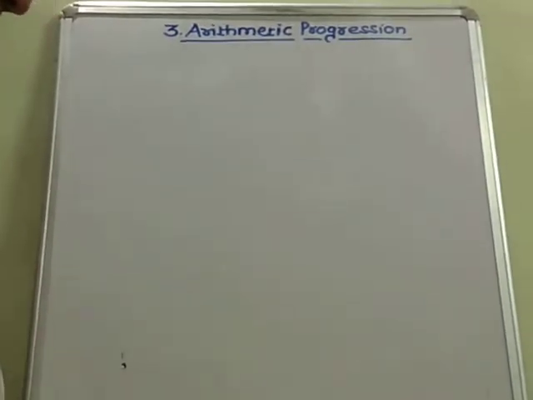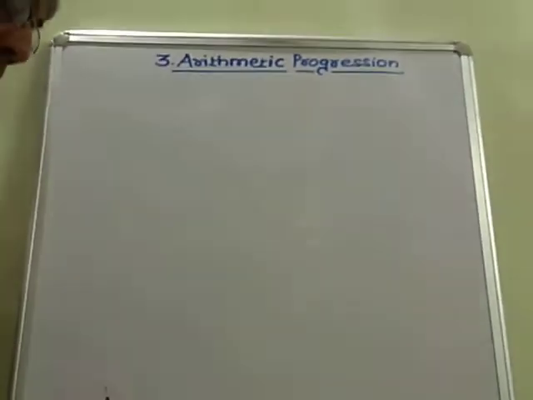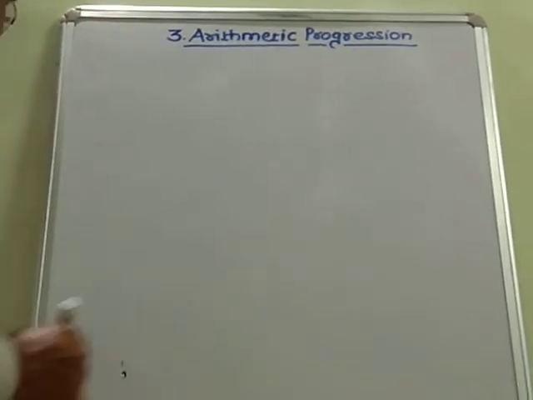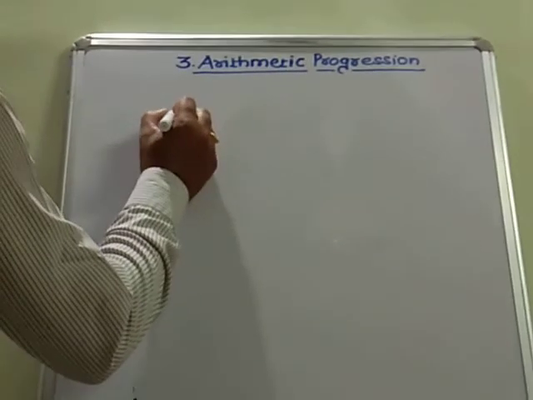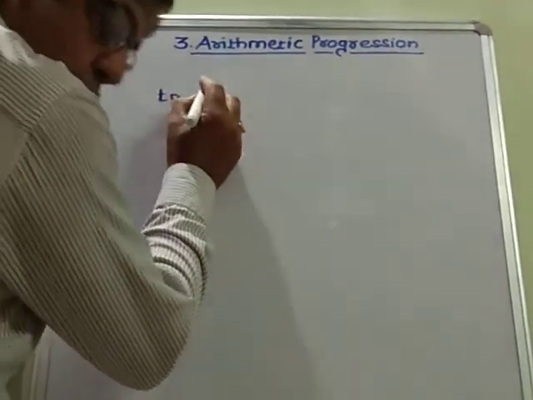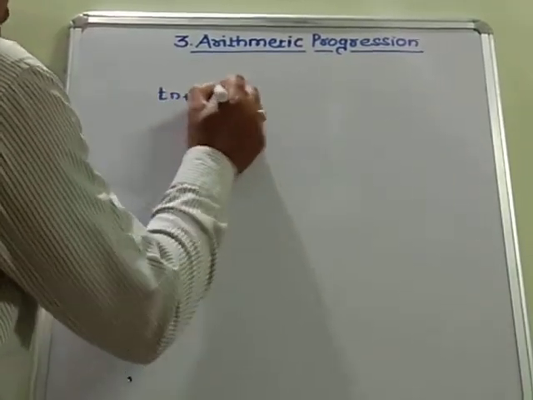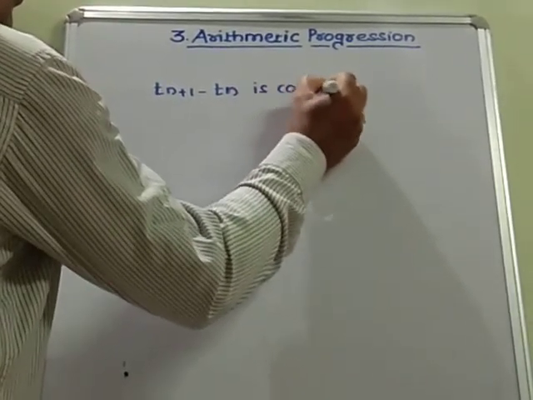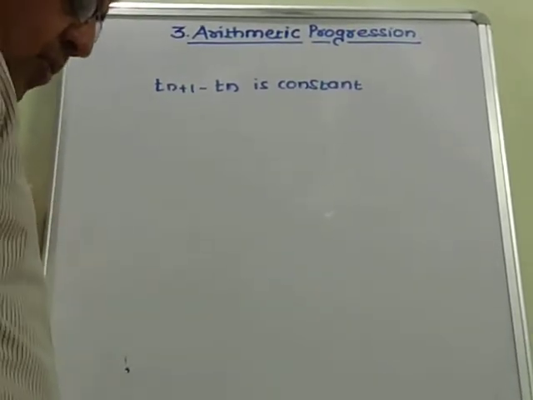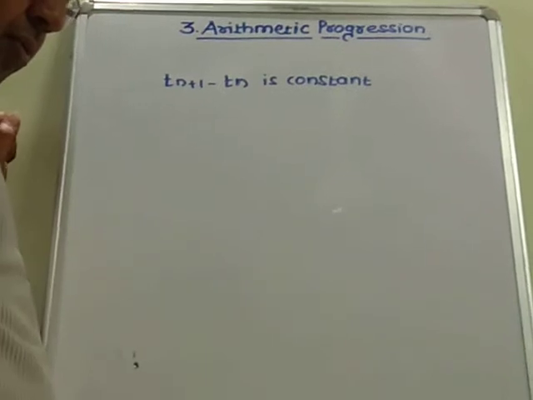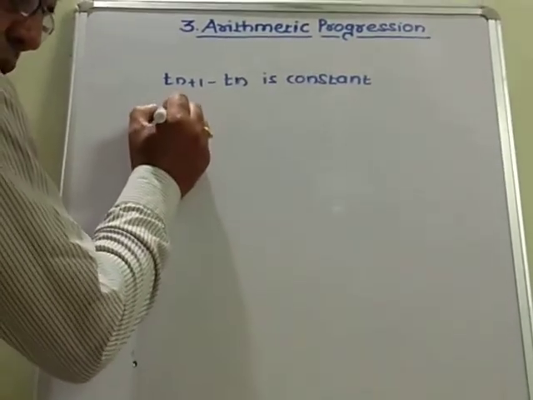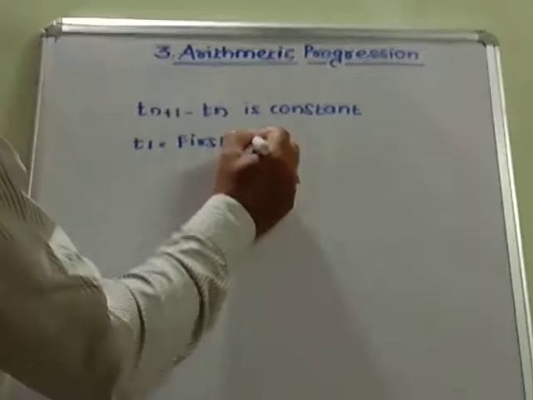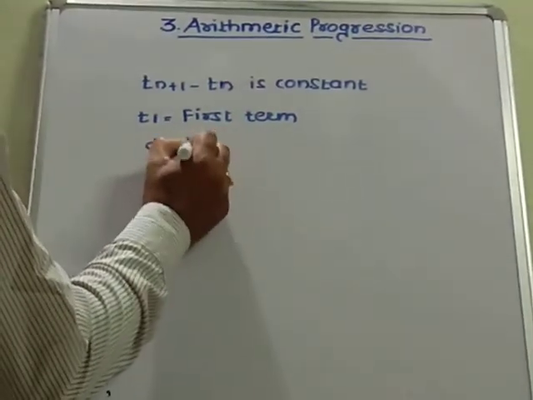Remember, in a sequence that is an arithmetic progression, if the difference between two consecutive numbers, that is tn plus 1 minus tn, is constant, then the sequence is called an arithmetic progression. Here T1 is the first term, and D is the difference between two consecutive numbers.